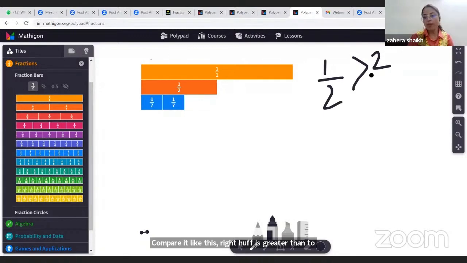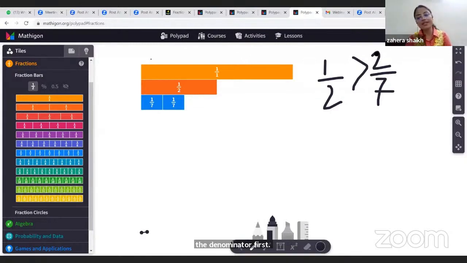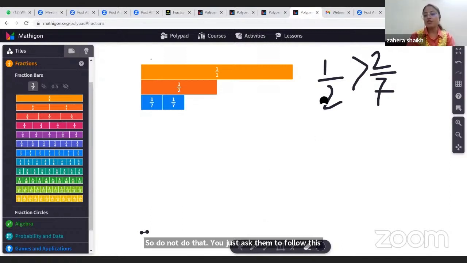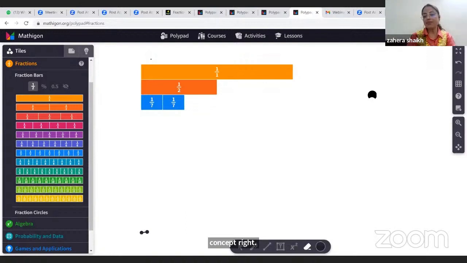There should be no memorization that you need to compare the denominator first. If the denominator is big and the numerator is like that, that is again falling under memorization. So do not do that. You just ask them to follow this visualization and this manipulative to understand the concept, right? So this is how comparison can be done.